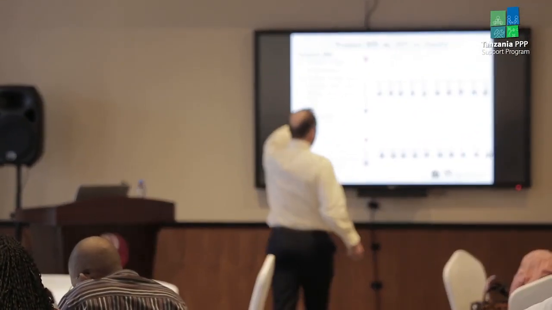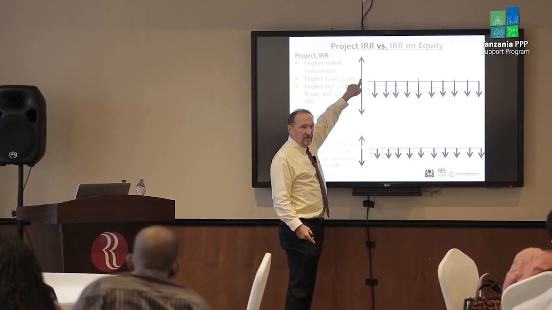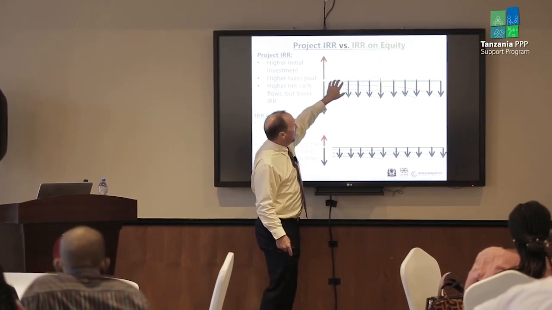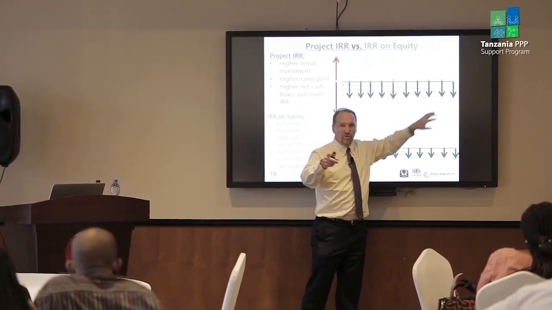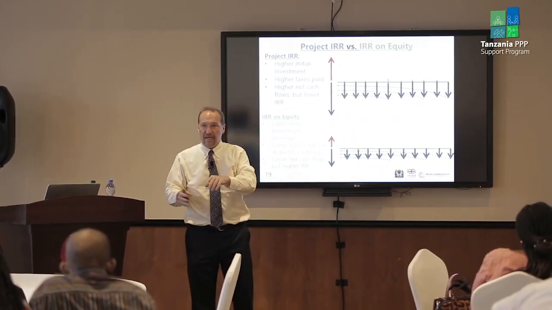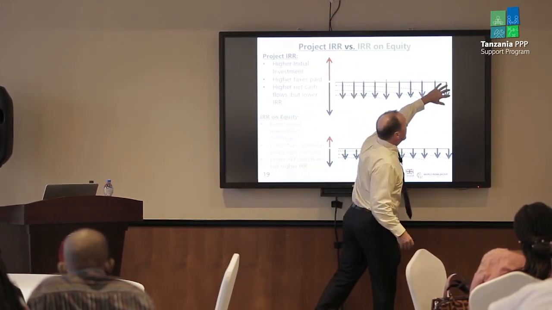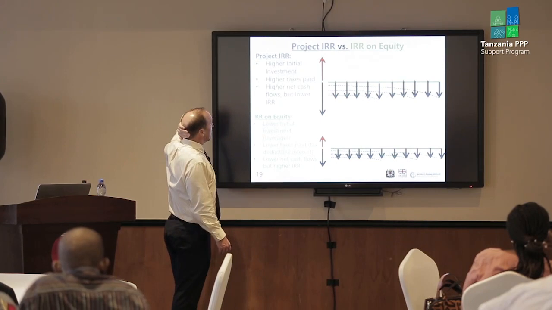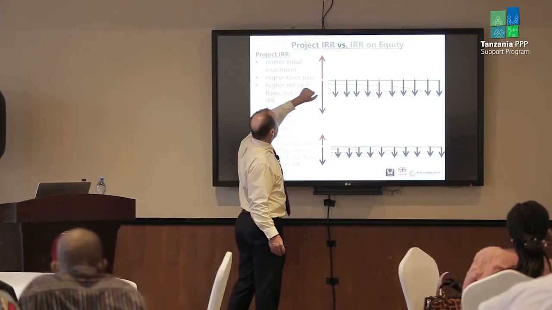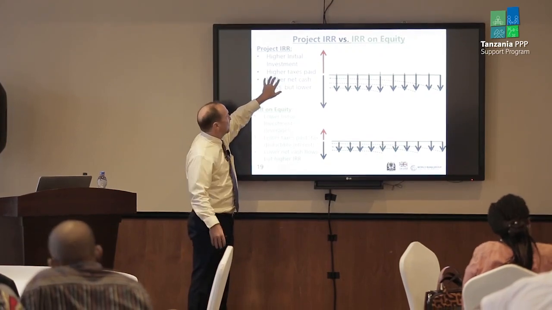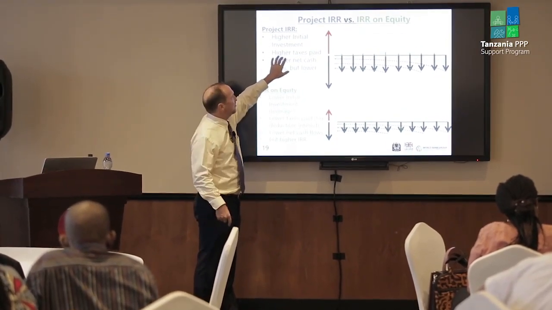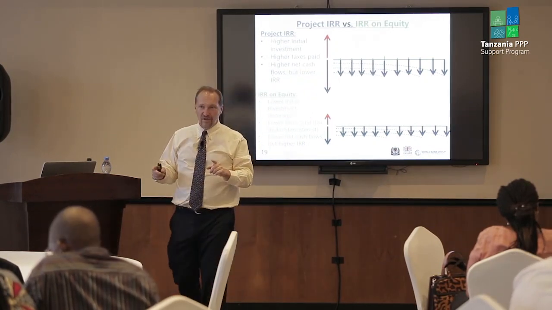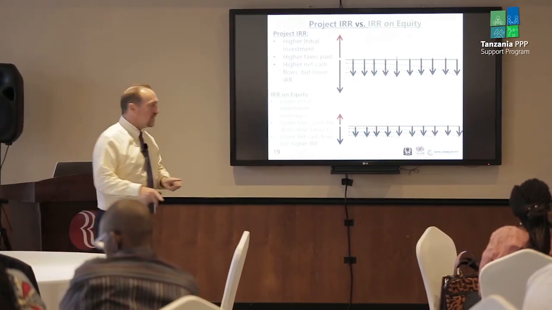Well, in this case, we're counting the whole capital investment, not just the equity portion, but the whole capital investment, so this is large. We're counting all of the cash flows after we've paid the operating costs. So we just pay the operating costs and everything else left over, that's our net cash flow. This would be the project IRR. So it means we've got a higher initial investment. We actually pay higher taxes because we don't get the tax deduction on interest. And we'll get higher net cash flows. But the IRR will be lower than the IRR on equity.